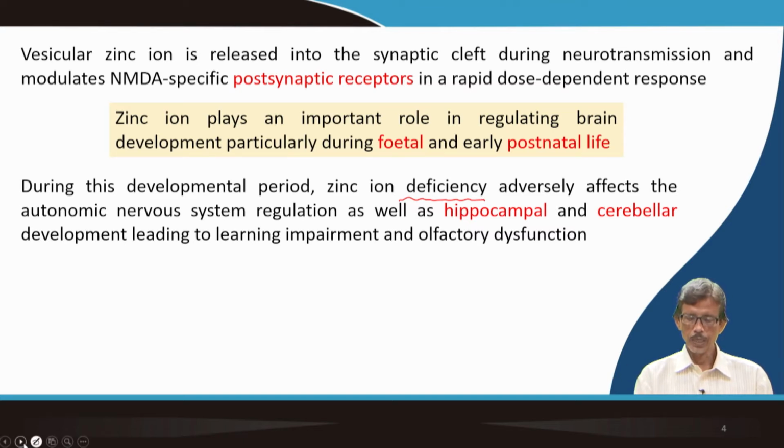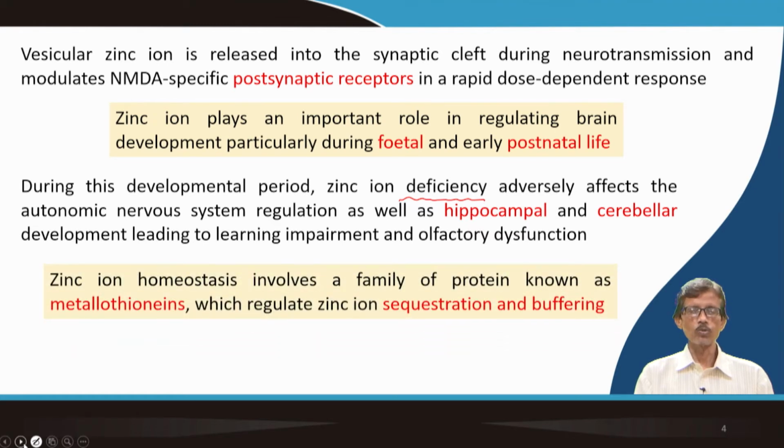That means, if you have less amount of zinc ions, you can have the corresponding development poor, learning impairment. That means your learning process, and olfactory dysfunction can happen if you have less amount of zinc ion in your body or your brain.